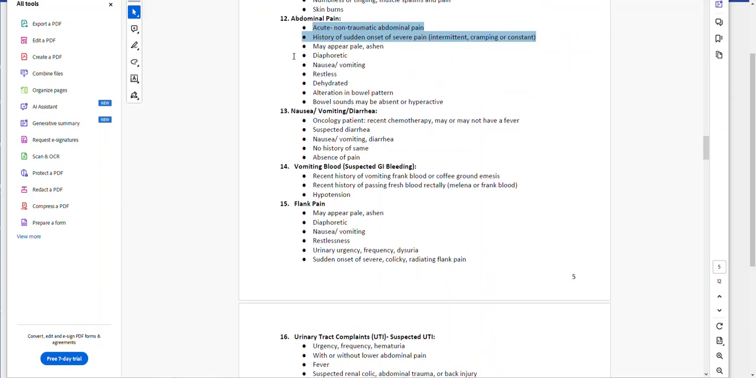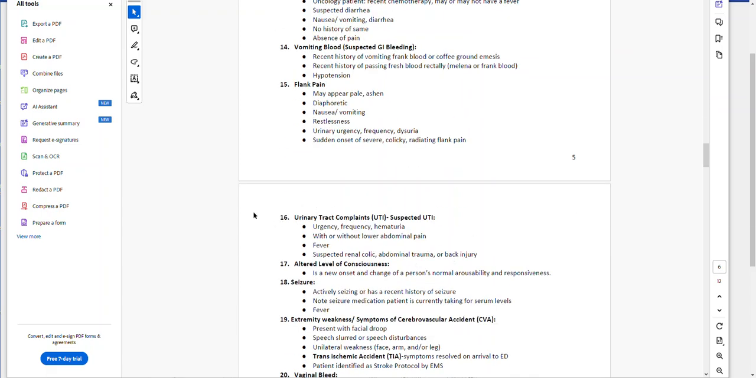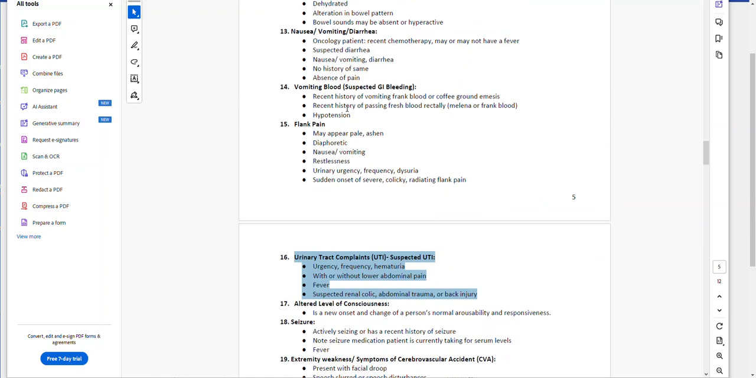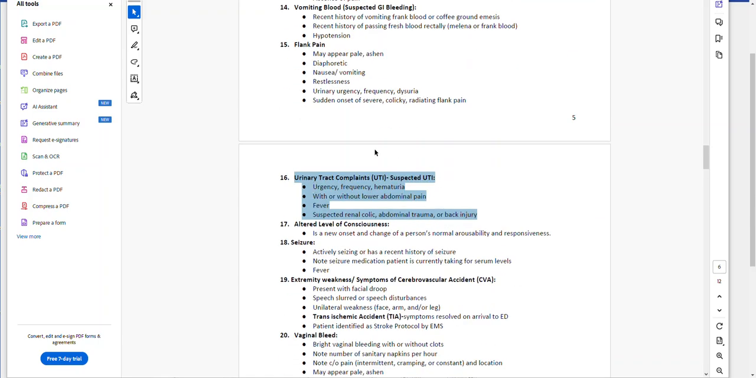I think one of the reasons people are doing the abdominal pain is they're thinking they need a urine for a patient on abdominal pain. So there is actually a directive specifically for UTIs here. So if you're suspecting your patient has a UTI and you want to have a urine, you don't necessarily have to trigger the abdo pain directive. You can trigger the UTI directive, which will be more appropriate for the patient.